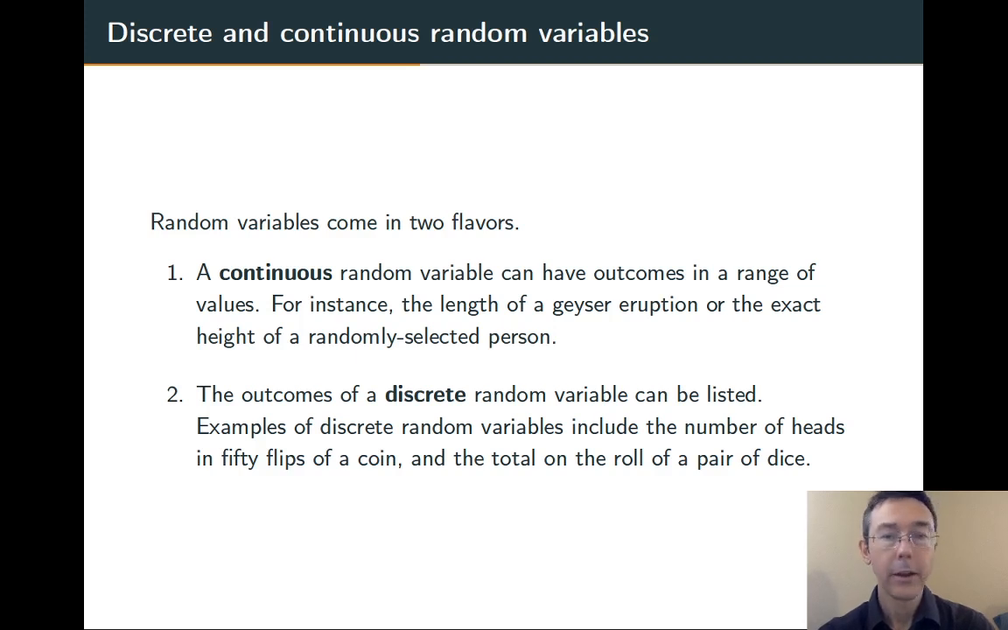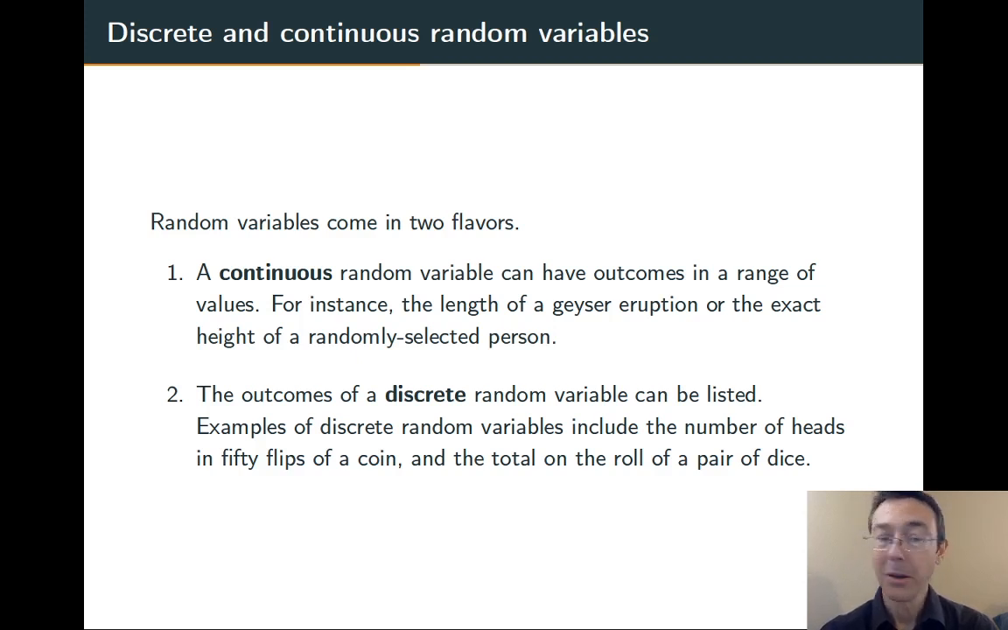There's 2 fundamental kinds of random variables, discrete and continuous. Continuous random variables take their values in some range, like the exact length of an eruption or the exact height of a randomly selected person. So when I say a range, I'm meaning including fractions, decimals, as accurate as you like. In contrast are discrete random variables, and there you have random variables whose outcomes can just be listed, 1, 2, 3, 4, 5.